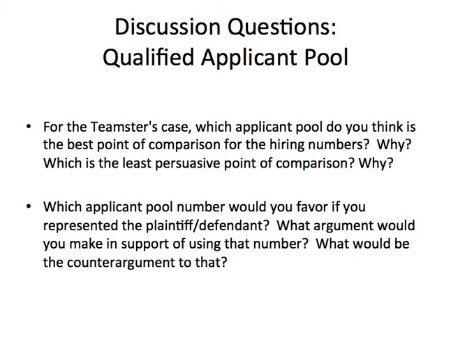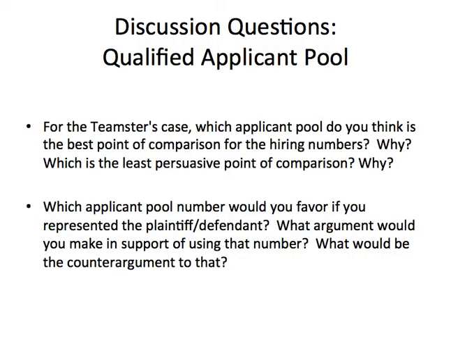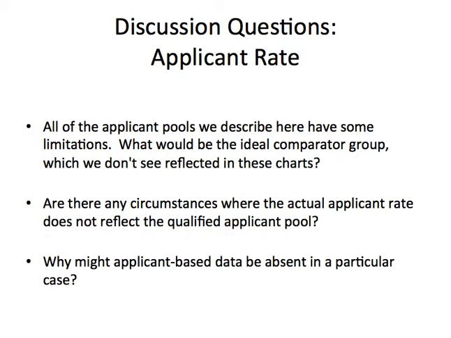So the first set of questions I ask relate to the qualified applicant pool. Having looked at the numbers themselves very carefully and thought about what this number means, I then ask them to look at this column for all of the charts and ask which of the various applicant pools do they think is the best point of comparison or the least point of comparison, and why, right? And so that gives them an entree into the various arguments that the parties make in these types of cases about which is the correct reference category to be using, which generally relates to which number is most favorable to them. Okay, so I ask them to make arguments and counterarguments and which numbers they would select if they represented the plaintiff or defendant.